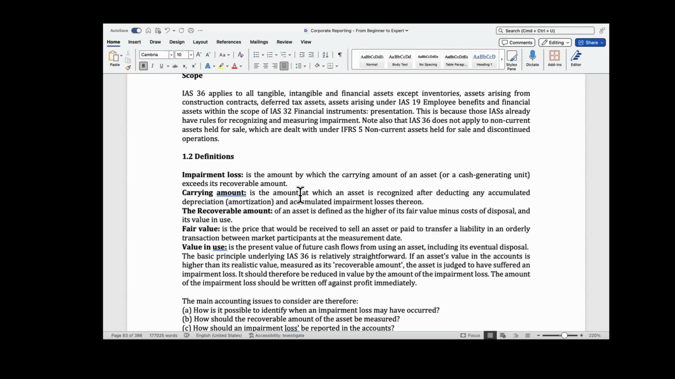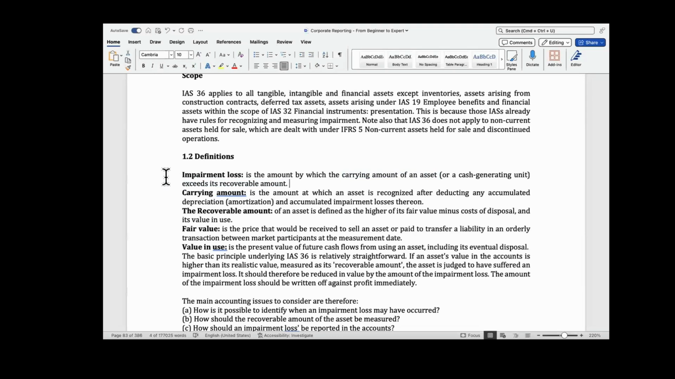And that is why, when you look at this first definition, talking about impairment loss, it says that an impairment loss is the amount by which the carrying amount of an asset exceeds its recoverable amount.